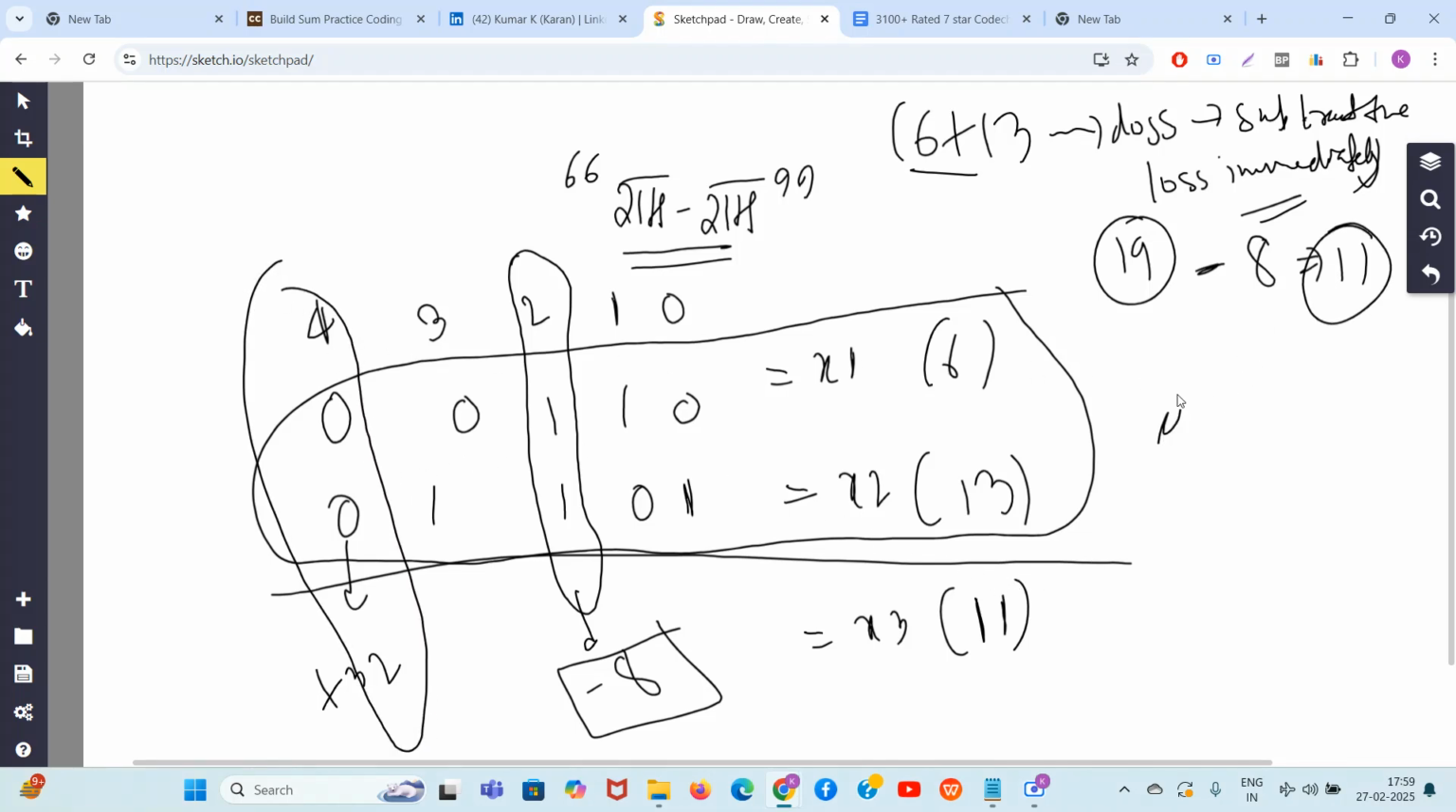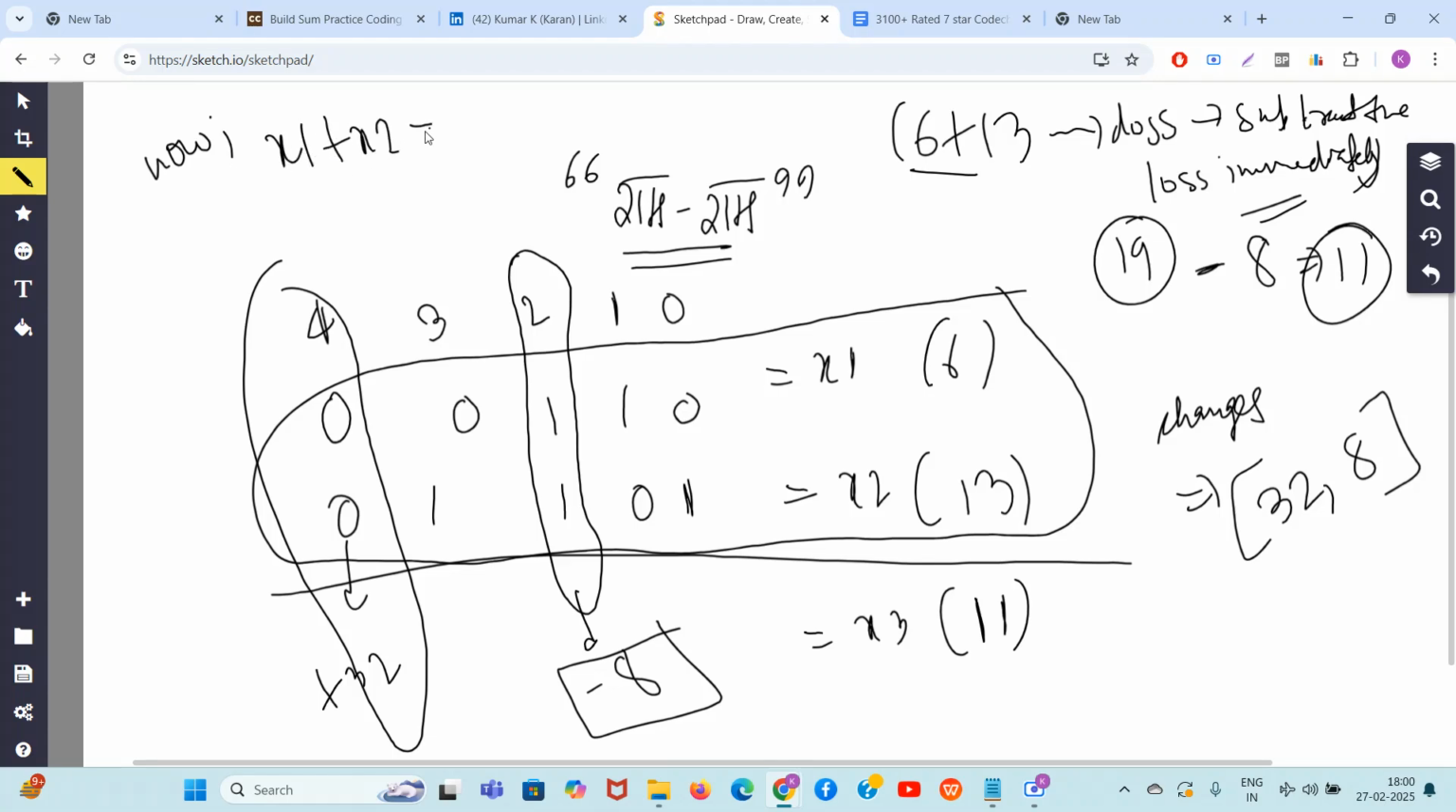Now make a change array. Now the change array will look like 32 comma 8, not -8, plus 8. Why? Now my x1 plus x2 is equal to 11. Why? Because I assumed that whenever the loss case was there, I just subtracted it, so no loss is possible.